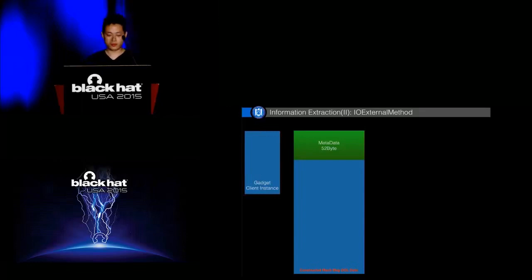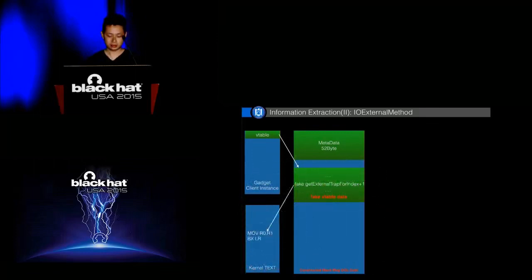First, we craft a gadget client instance and set its vtable pointing to the fake vtable data in our offline data. And then the fake get external trap for index points to a return-index ARM instruction in kernel text. Before invoking, we set the payload in 8 bytes. The first 4 bytes point to the target client A, and the last 4 bytes point to the target client A's get target and method for index.